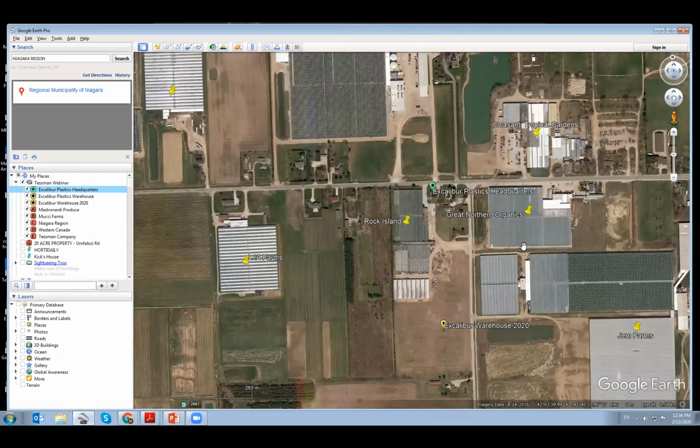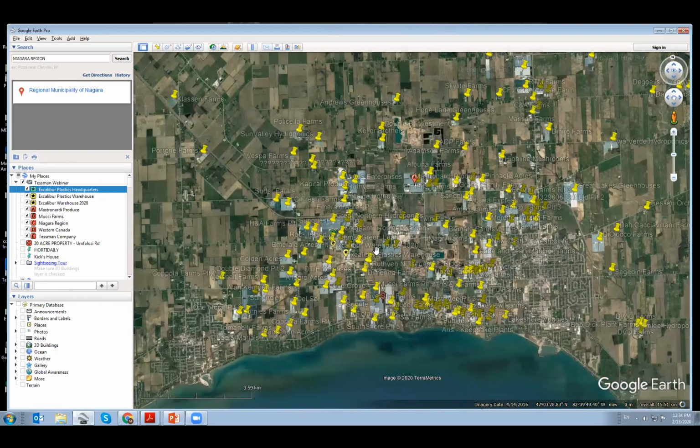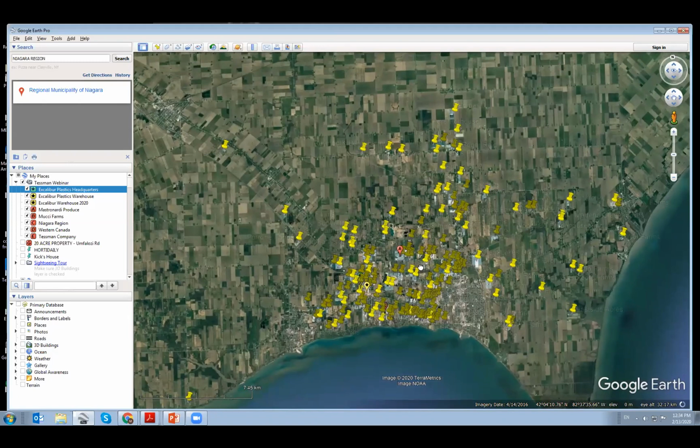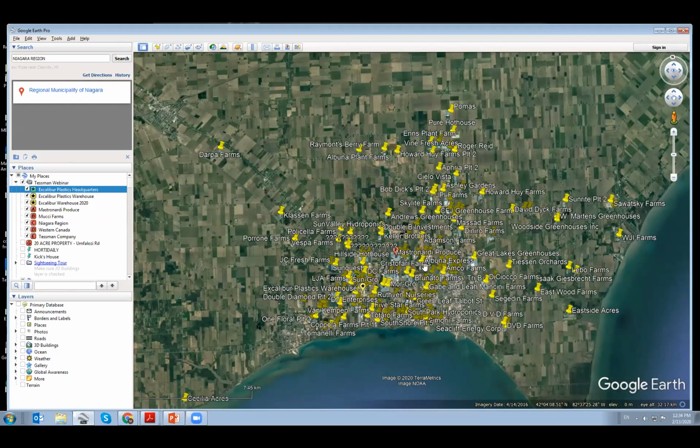We're in what we'd call the mecca of greenhouses in Canada. Within a 10-mile radius of our office, there are a couple thousand acres of greenhouses where we supply poly, ground cover plastic, shade systems, and greenhouse grow lights, which I'll talk about later. Our production facility is also just down the street from us. We will be moving into a new 60,000 square foot warehouse in the spring of this year, 2020.